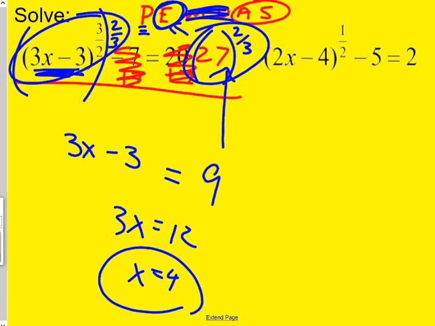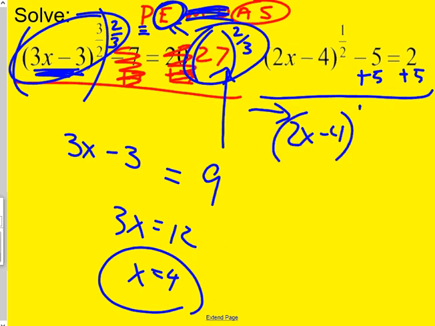Okay, try this one without any help from me, and let's see if you can get it. Try the one on the right-hand side. Completely on your own. I'm going to pause for a second while you try that. All right, so here we go. Your first step should have been to add 5 to both sides. And then you get 2x minus 4 to the 1/2 is equal to 7. And then I'm going to have to get this exponent fixed, so I'm going to square both sides.